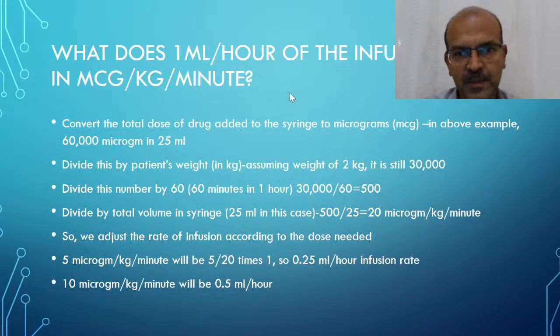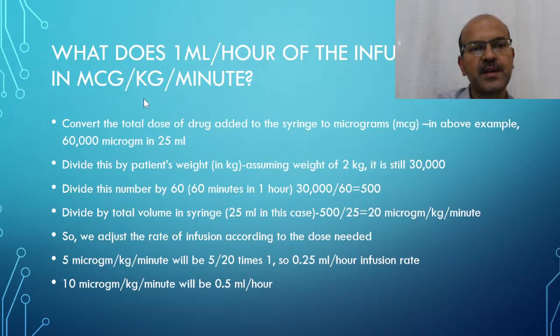So what is 1 ml per hour of the infusion equal to in microgram per kilogram per minute? So we have both ways of looking at it. We need to know whether the infusion rate, a particular infusion rate, is at what dose, and the other way around. If you know the dose, you need to calculate how many ml per hour you need to give.